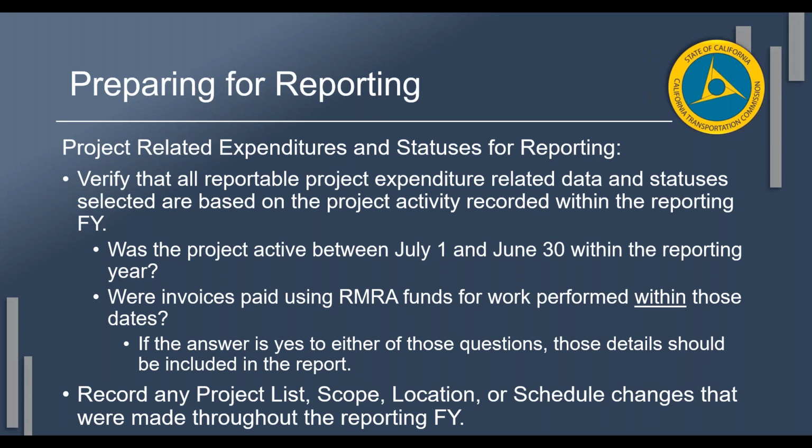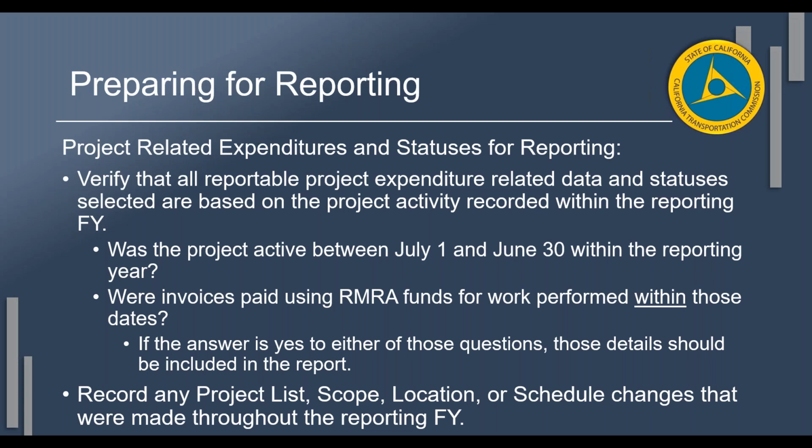This means if you have invoices for work that was performed between July 1 and June 30, but you didn't pay it until August or September, you would still count that because the work occurred within the fiscal year. So the funds that are being spent and reported out on are still those funds related to what was done in the fiscal year. And so if the answer is yes to either of these questions, those details from those projects and those expenditures need to be included in the report.